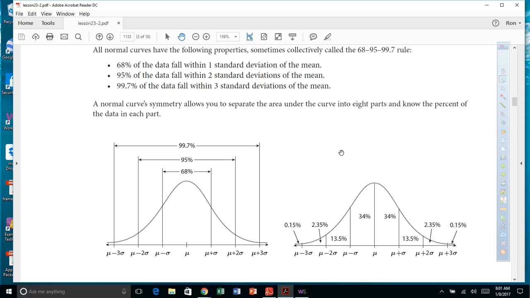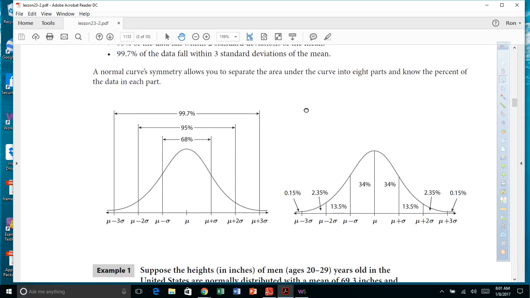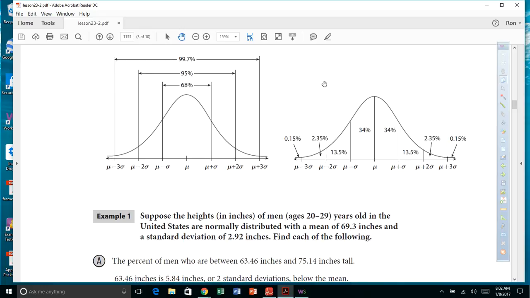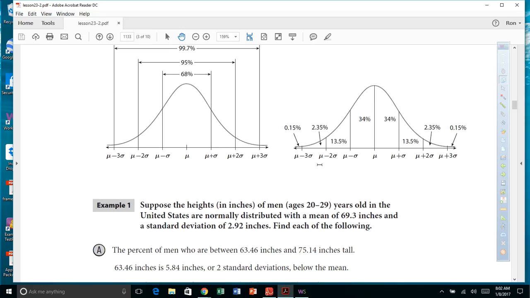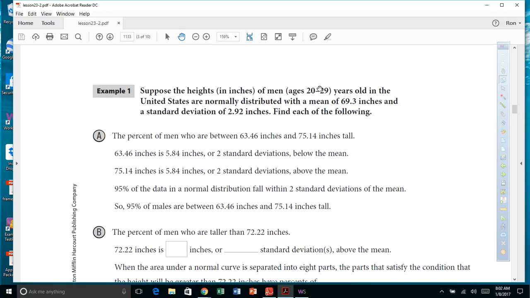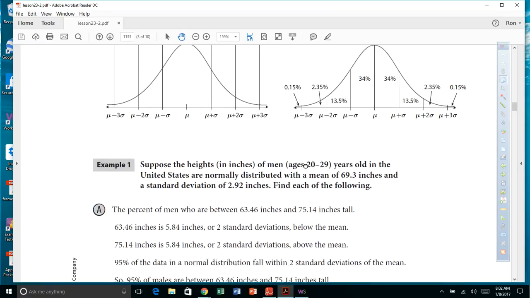A normal curve's symmetry allows you to separate the area under the curve into 8 parts and know the percent of the data in each part. Remember, half is over here and half is over there. You really don't have to memorize all of it. You can use some arithmetic to find it. You saw how I found 2.3% and so on. All right. So you might want to put that on a 3x5 card.